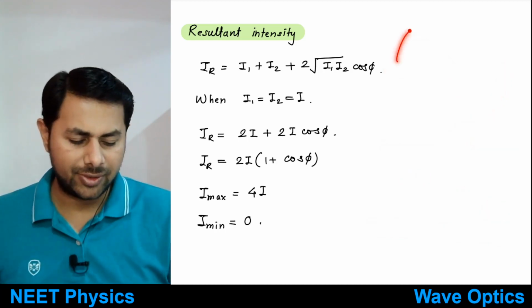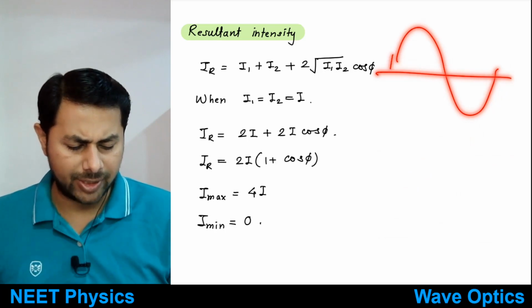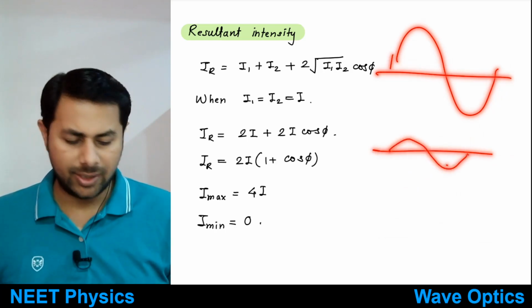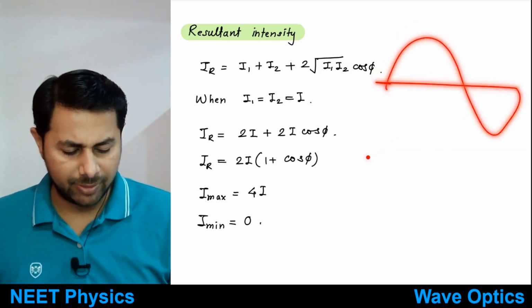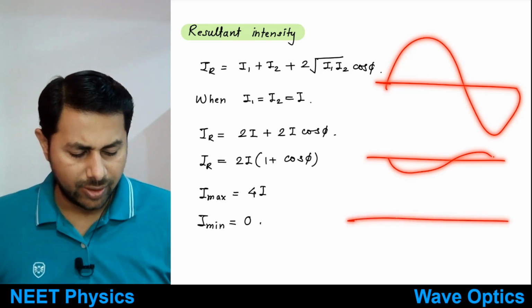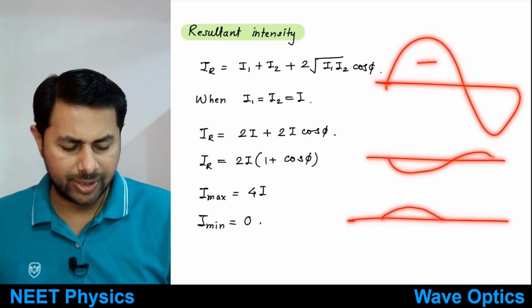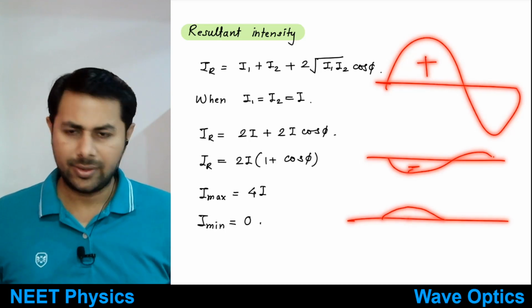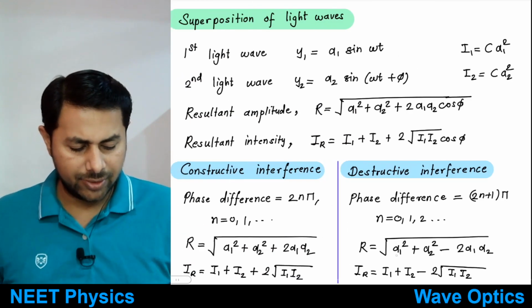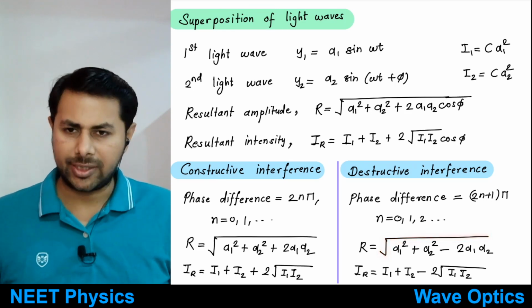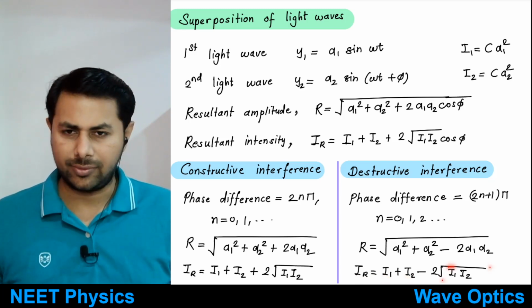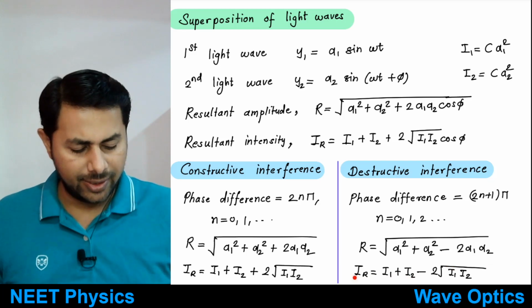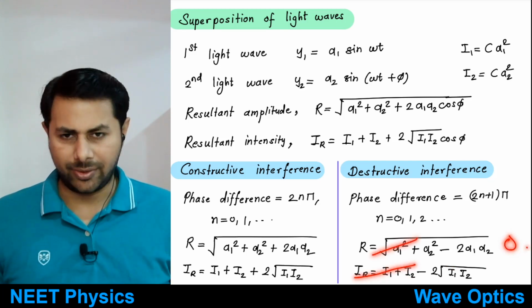But if amplitudes are different, one is big, other one is small, suppose, then what will happen? So for destructive interference, if amplitudes are different, some displacement would be left, which would be the difference between this one and this one, right? So the resultant amplitude is given by square root of a1 square plus a2 square minus 2 a1 a2, and resultant intensity is given by I1 plus I2 minus 2 root of I1 I2. If I1 is equal to I2, then this thing will be equal to what? 0.